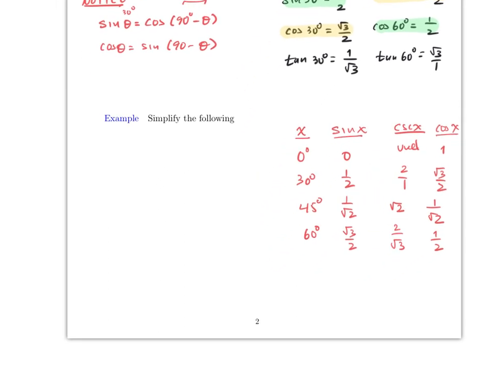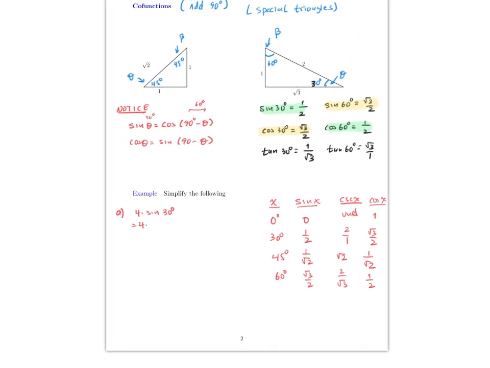So let's say that they ask you to simplify something like this. The question will say simplify the following. And let's say part A is you need to simplify 4 times sine of 30 degrees. Well, sine of 30 degrees from here is equal to 1/2. You can always go back to the triangles and create this and simplify the whole thing. And memorize the whole thing from here, okay? So sine of 30 degrees is 1/2. 4 times 1/2 is just 2. That's it.